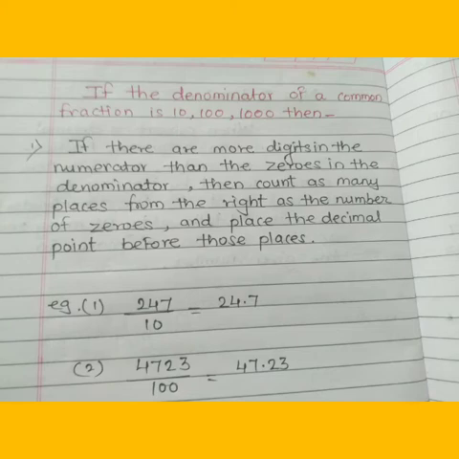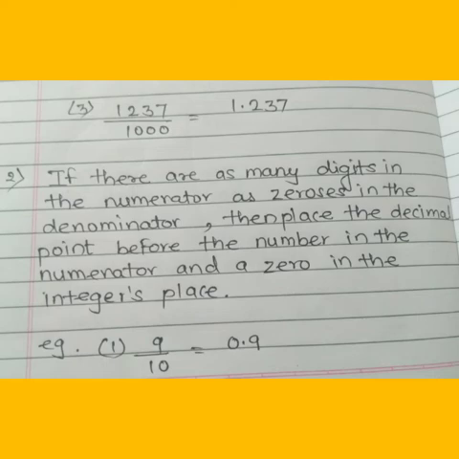Second, 4723 divided by 100. That means in the denominator there are two zeros. So we have to start counting from the right side. Leave the two digits 3 and 2. Before 2 we have to put the decimal point. That means our answer is 47.23.